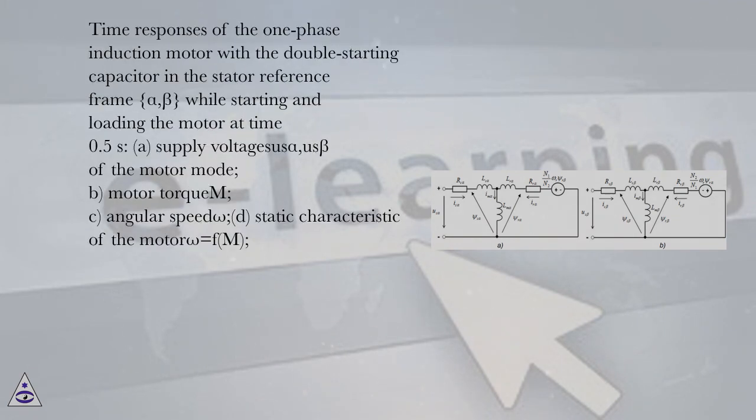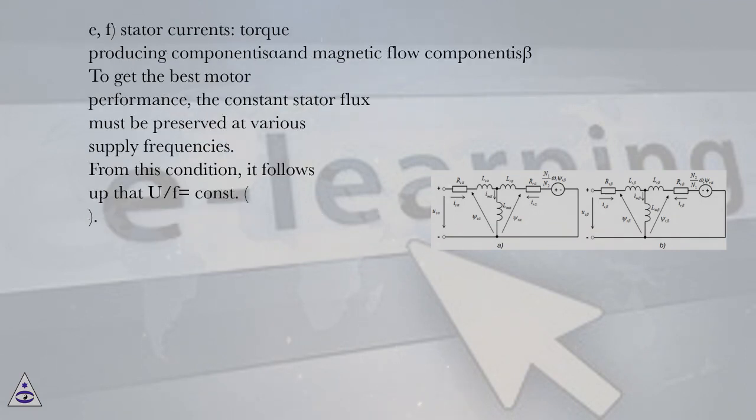Time response of the one-phase induction motor with a double starting capacitor in the stator reference frame alpha, beta, while starting and loading the motor at time 0.5 s. A, supply voltage u_s alpha, u_s beta of the motor; B, motor torque; C, angular speed omega; D, static characteristic of the motor omega equals f(m); E, F, stator currents, where the torque producing component is alpha and the magnetic flux component is beta.